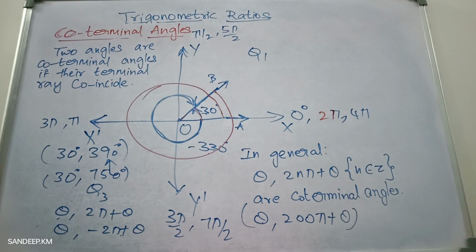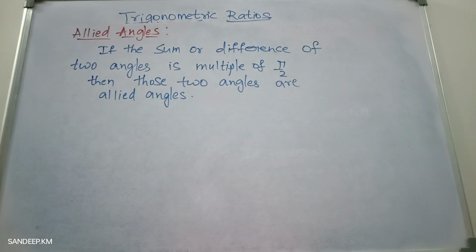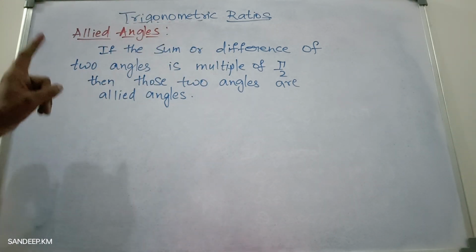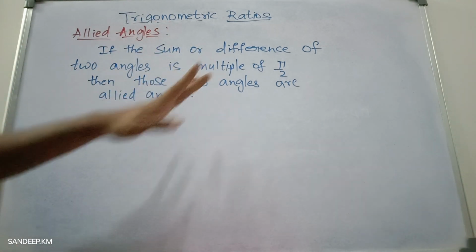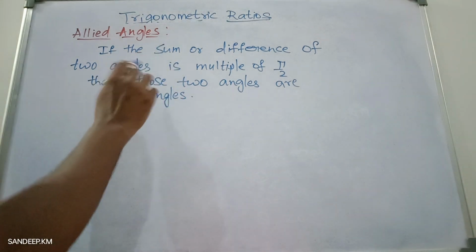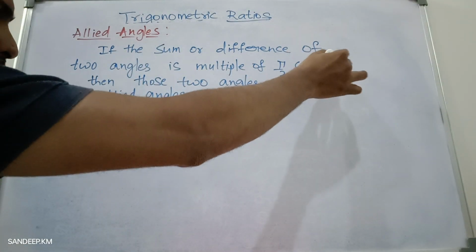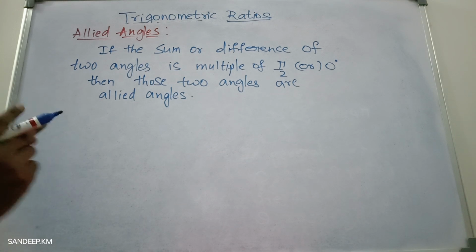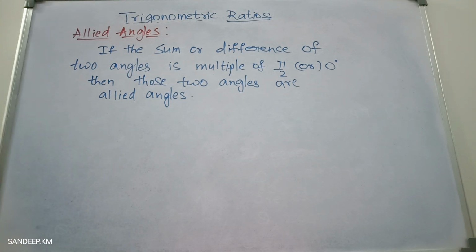Next, let us discuss the most important concept among the angles, allied angles. The definition of allied angles: if the sum or difference of any two angles is a multiple of pi by 2, or the sum or difference can also be equal to 0 degrees. So take those two angles, you add them or you subtract them. The result must be a multiple of pi by 2 or the result must be 0 degrees. So in that case, those two angles are said to be allied angles.